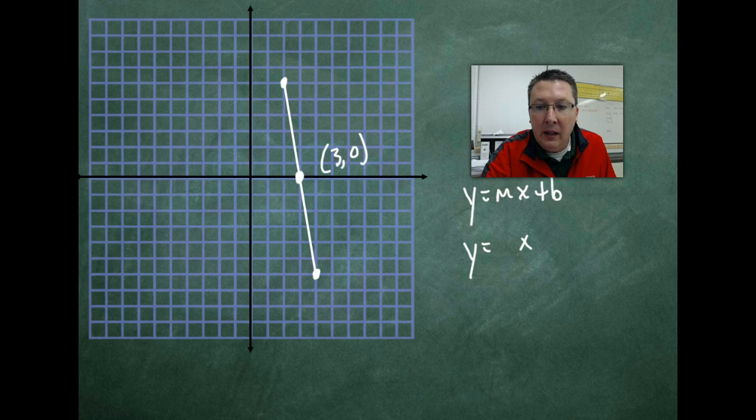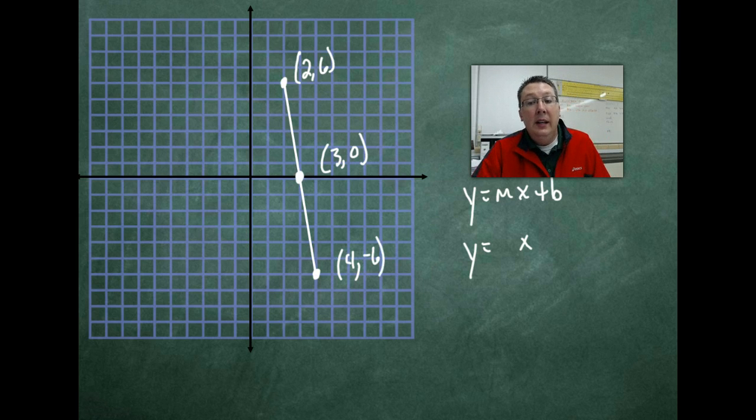Counting over: 1, 2, 3, 4, 5. 1, 2, 3. This is 2, 6. And this is 4, negative 6, counting 1, 2, 3, 4, 5, 6. Now we need to find the slope between those two points.